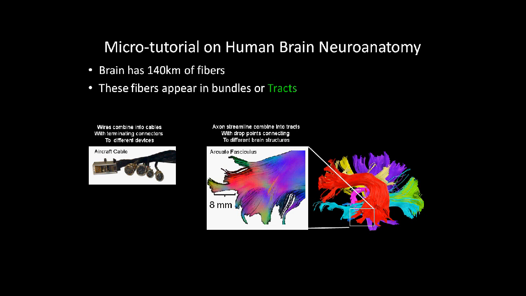This shows, for example, the arcuate fasciculus, where we have these individual points which are contacting particular pieces of cortical tissue. On the right you see in red the arcuate fasciculus, and then the other colors are other fiber tracks that are part of the competition.